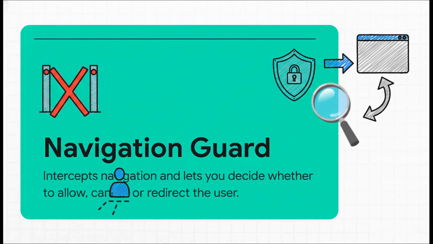So first up, what exactly is a navigation guard? The best way to think about it is like a bouncer or a security checkpoint for your app's routes. Before a user is allowed to go to a new page, your guard function gets to step in and say, hang on a second. It can then decide to allow them through, stop them completely, or send them somewhere else.